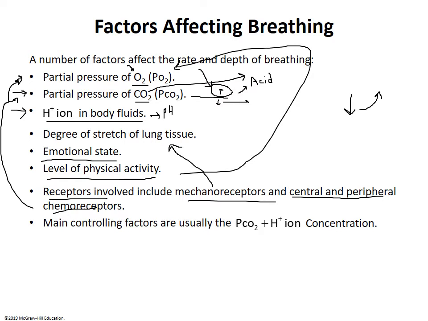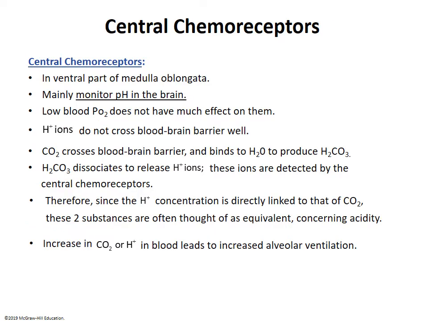So main controlling factors are usually carbon dioxide and hydrogen ions. Both of them are about pH. Right? pH is one of the most difficult things in our body to keep regulated. So going along, looking at the chemoreceptors, it's called central chemoreceptors because it is inside the central nervous system, the ventral part of the medulla oblongata. And again, remember, this is where the medullary respiratory center is. So the ventral area is right in front of the ventral section of it, the one that's controlling normal breathing.